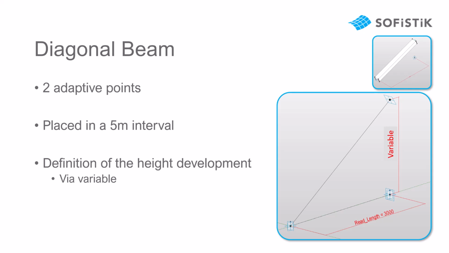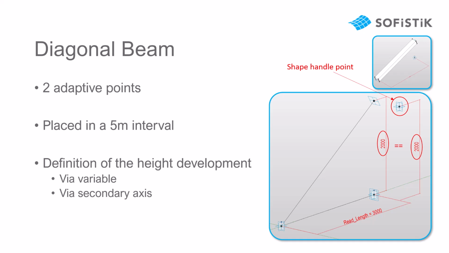The first one that I will show you is how to read the length between the inserted points of the final family and the height development based on a variable. This way we can calculate the angle in between those 2 points for a perfect cutoff of our diagonal beam.